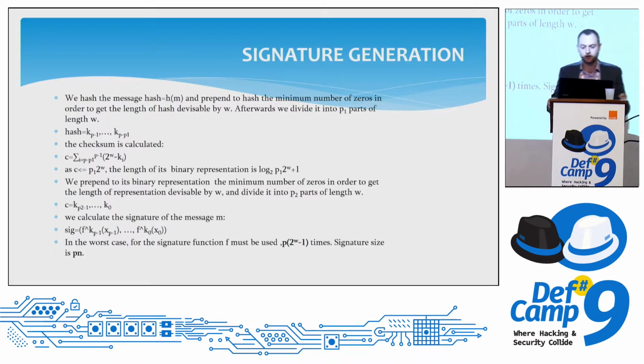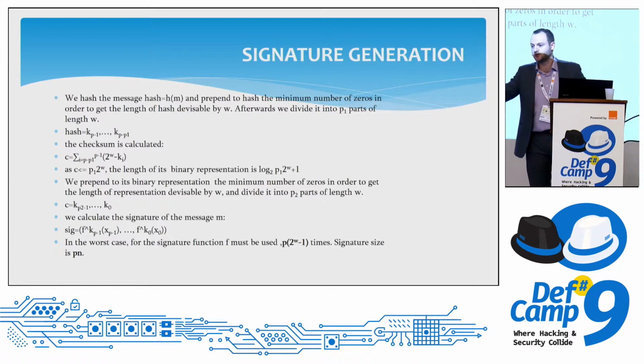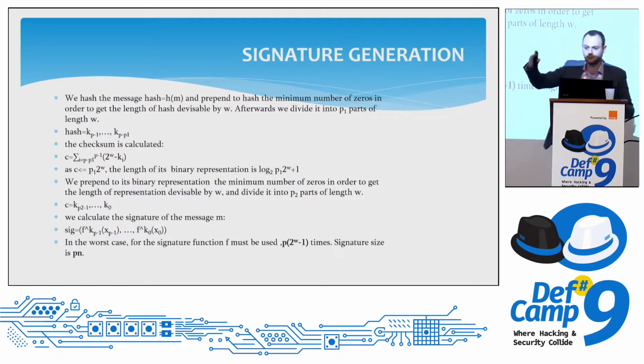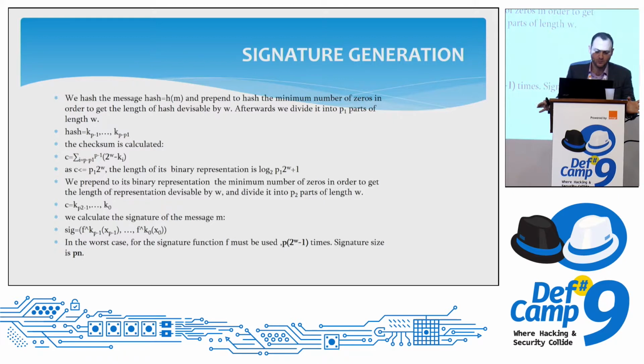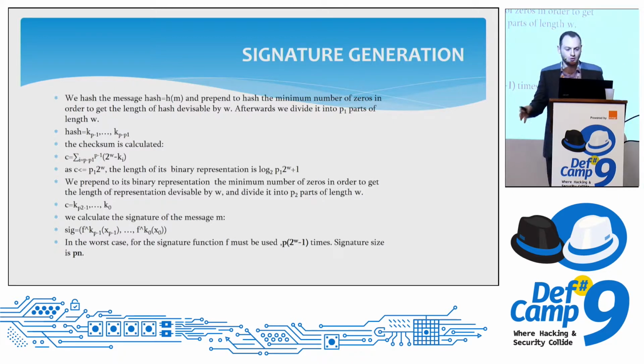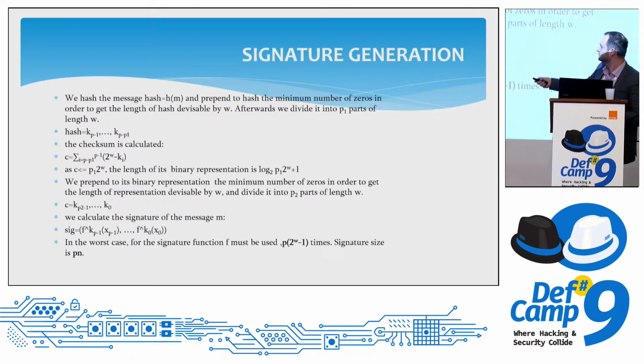So how do we generate a signature? We hash the message and prepend the necessary number of zeros to it, because its length must be divisible by w. Afterwards, we calculate the checksum and prepend zeros to it so that it is also divisible by w.